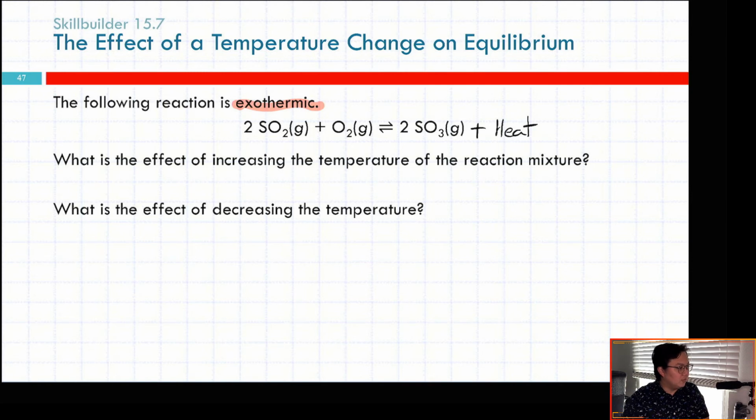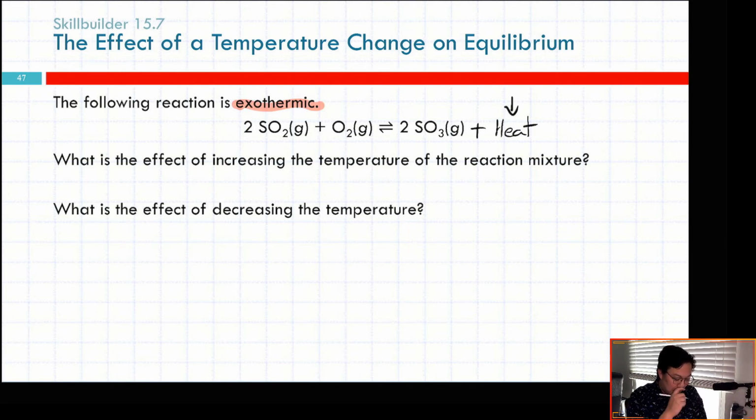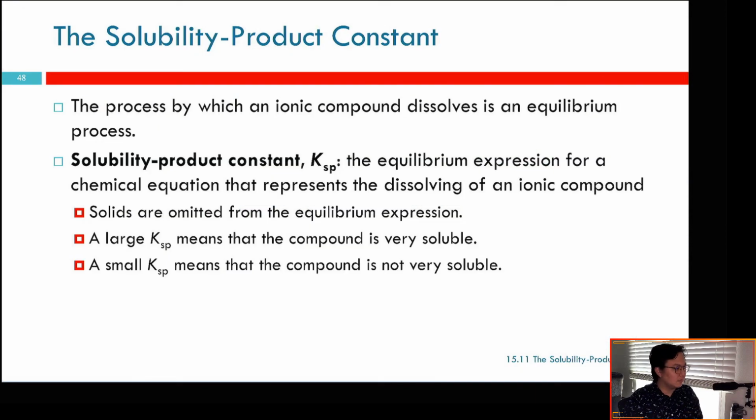So if we think of this, we've been given that it's an exothermic reaction, and we see that heat is one of our products. If we increase temperature, we are increasing heat, and we shift left. And if we decrease temperature, we're removing that product, and so we shift to the right. Exactly. Okay.